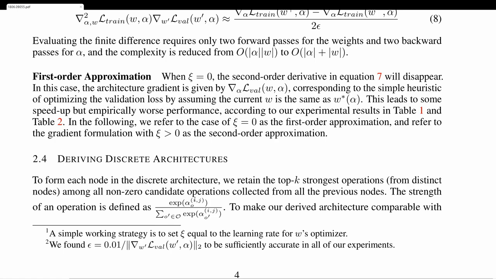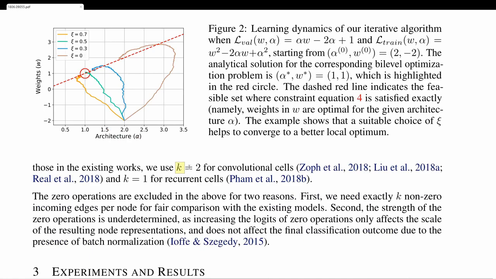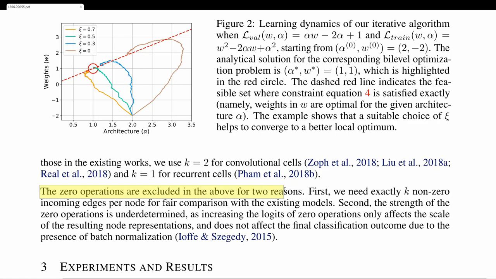To make our derived architecture comparable with those in the existing works, we use k equals 2 for convolutional nets and k equals 1 for recurrent cells. The zero operations are excluded in the above for two reasons. First, we need exactly k non-zero incoming edges per node for fair comparison with existing models. Second, the strength of the zero operation is underdetermined, as increasing the logits of zero operation only affects the scale of the resulting node representations. It does not affect the final classification outcome due to the presence of batch normalization.